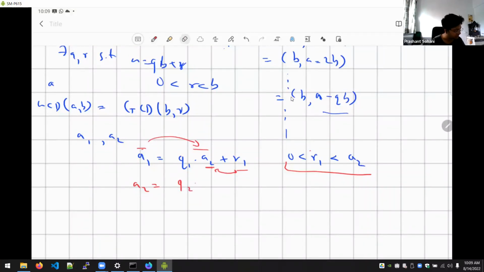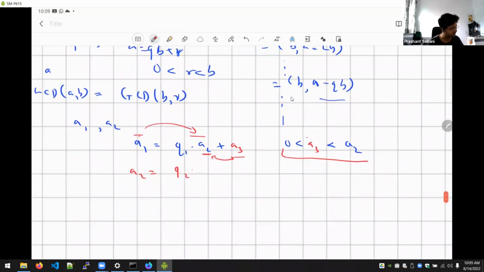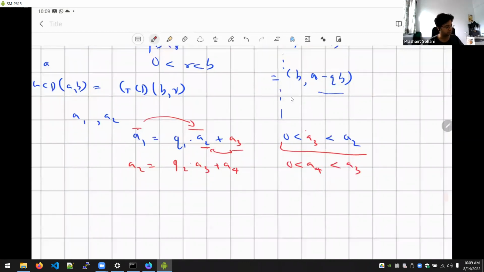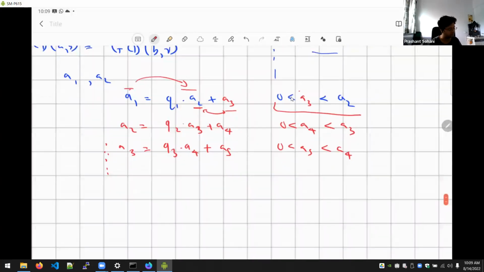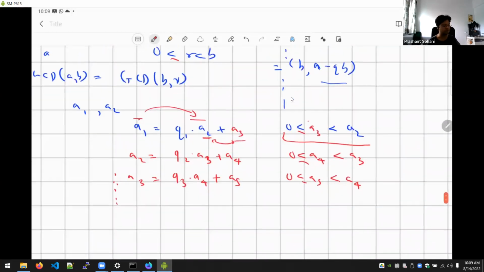Sorry, actually that's why I created this notation. Let me not call it R1, let me call it A3 to indicate how this chain is working. So the numbers are going to keep decreasing. Every time we take the new remainder and turn it into the divisor, and so on and so forth. Oh, by the way, it's not strictly less than, of course, the remainder can be 0.